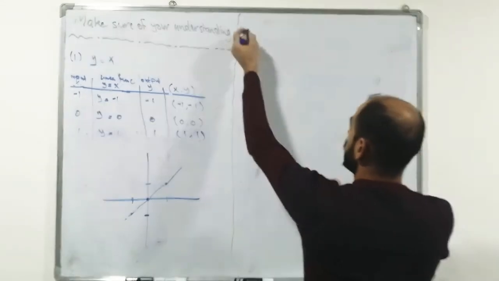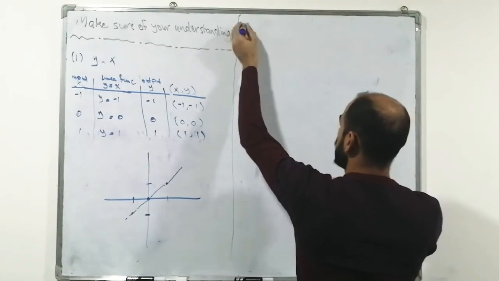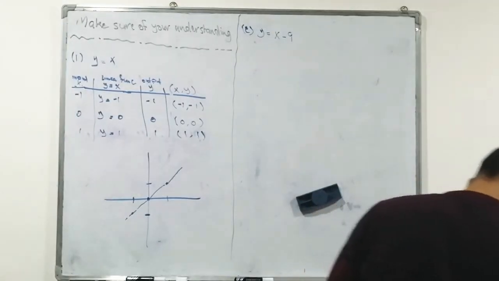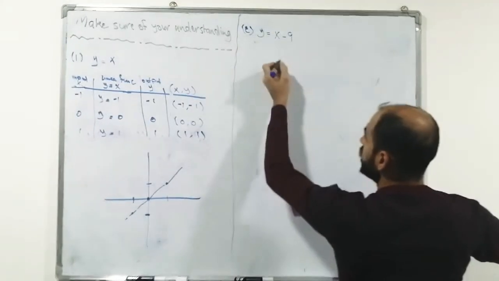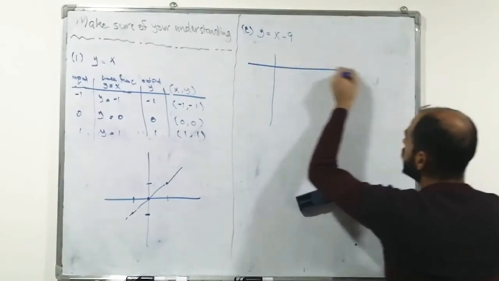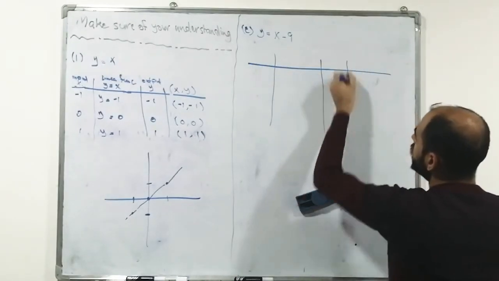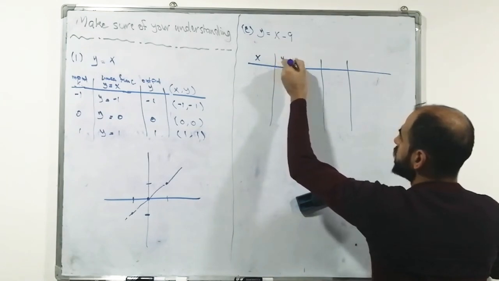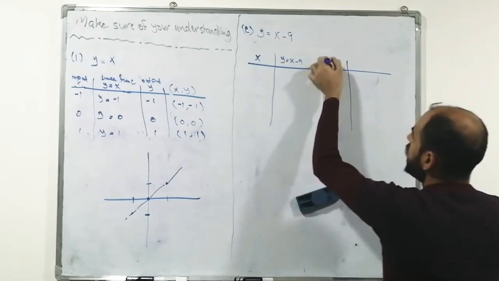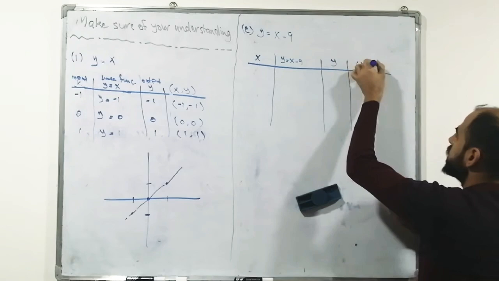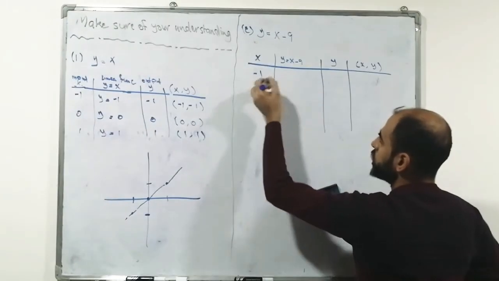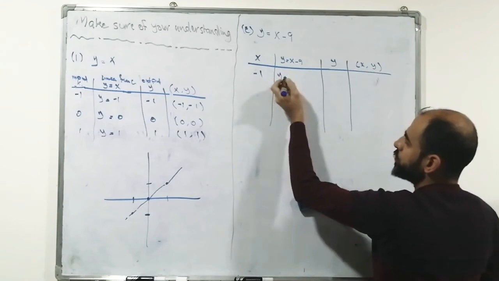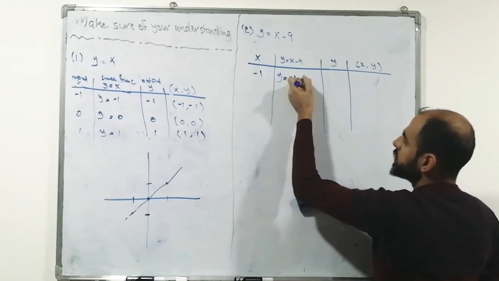Now we take the second linear function, y equals x minus 9. By the same way we make a table: x, y equals x minus 9, y, and the order pair x, y. Minus 1 substituted in the linear function or the function rule: minus 1 minus 9.